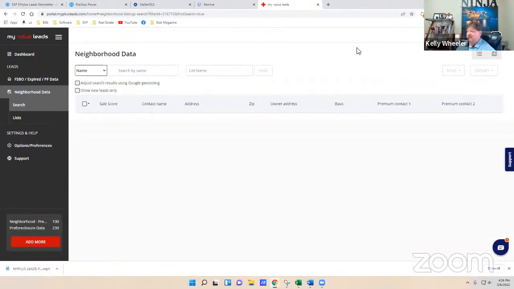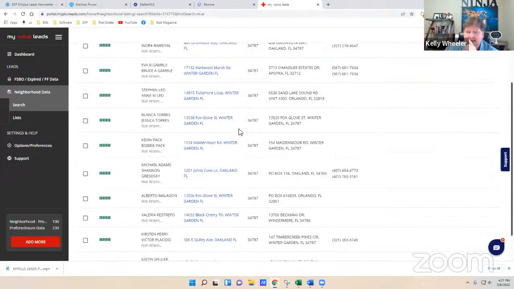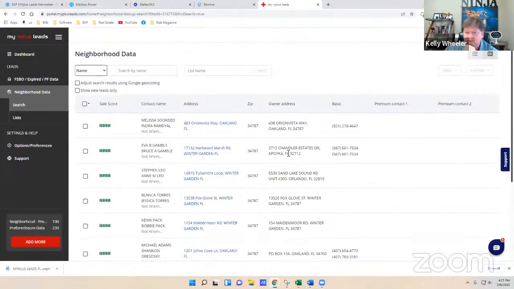I asked the list to give me absentee homeowners. So what's going to happen is I'm going to receive a list from them. And I don't know why this one snuck in, but if you'll notice, look right here, most of them, it worked. This one is the address of the home. This is the address of the owner, right?